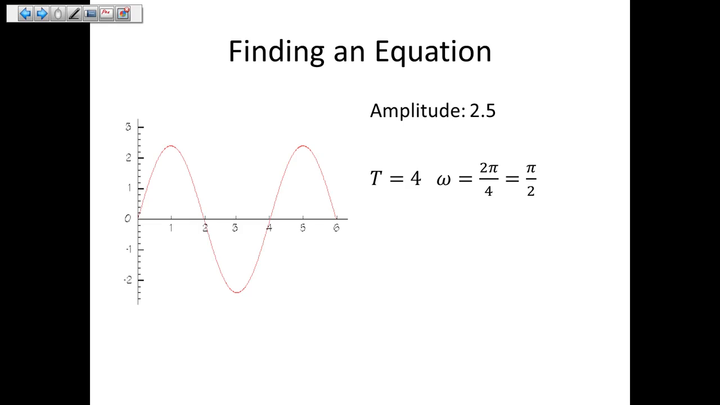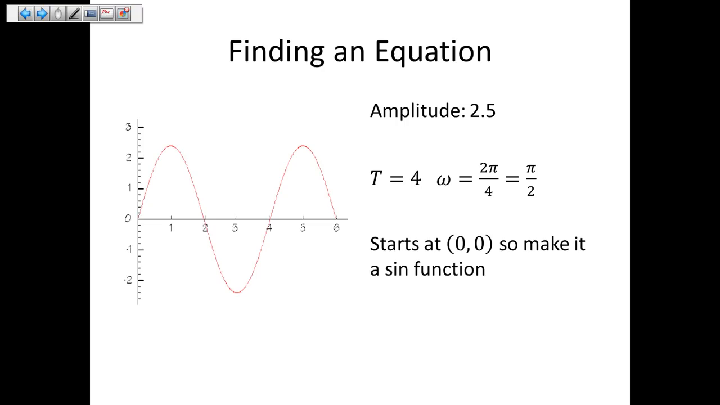Now how did I come up with 4? Well, the top of the first wave is at x equals 1. The top of the next wave is at 5. So the period is that difference. So since our period is 4, that means that omega, the number that's going to go in with the x, is equal to pi over 2.